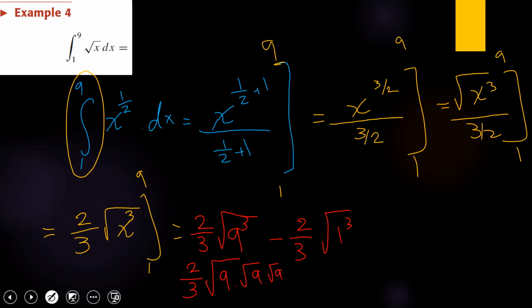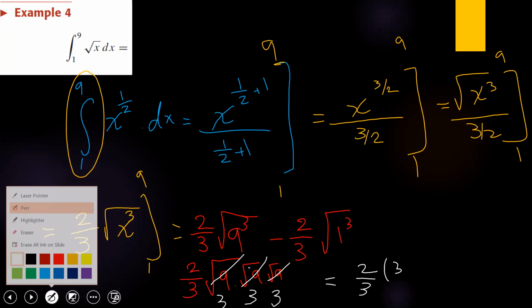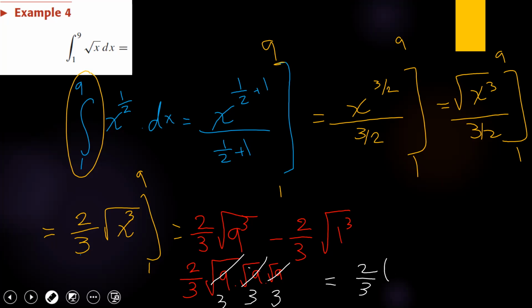Square root of 9 is 3. So I have 2 over 3 times 3 times 3, 9 times 3, 27. So let's write here 27 minus 2 over 3. Then this is 18 minus 2 over 3, which is 17 and 30. So the final answer here is 17 and 30.